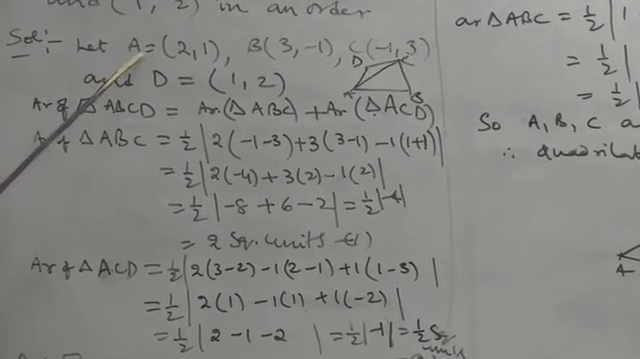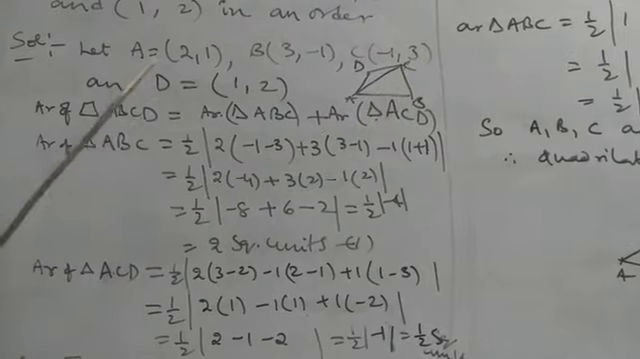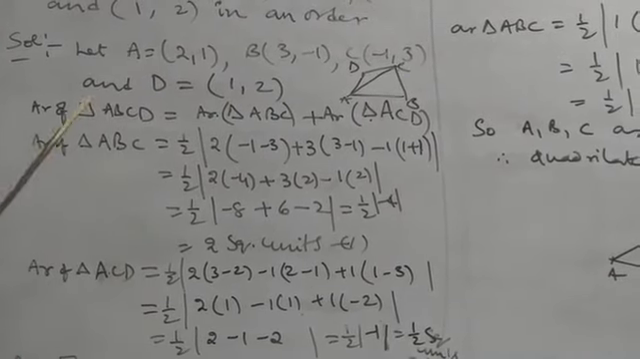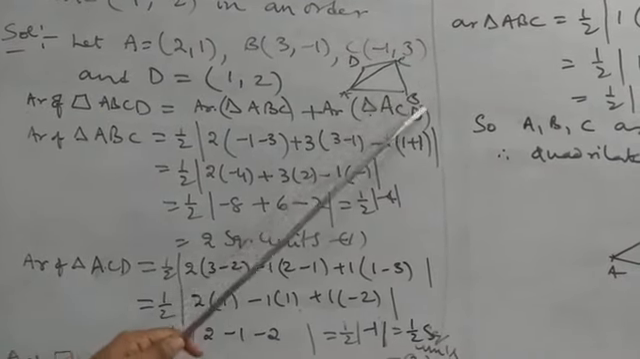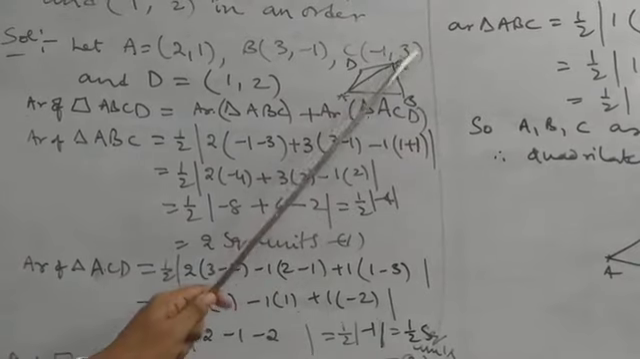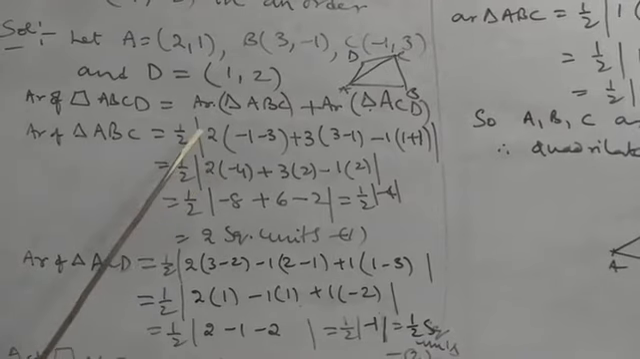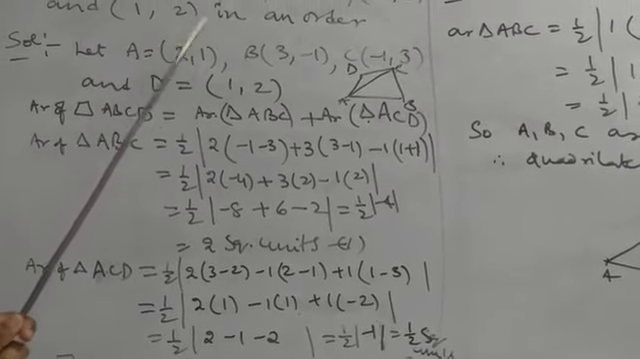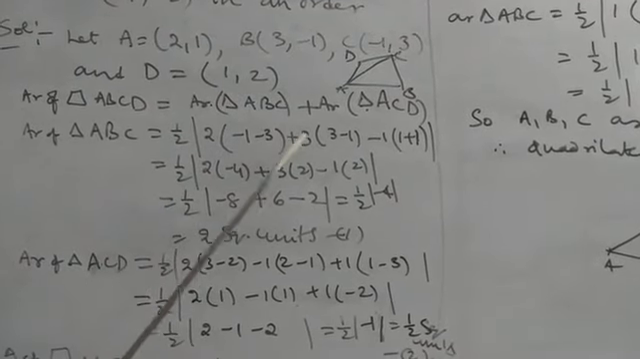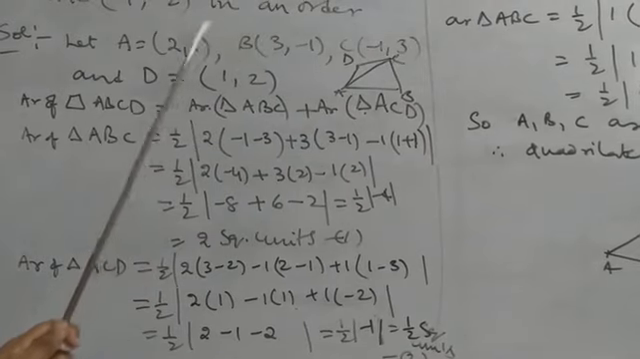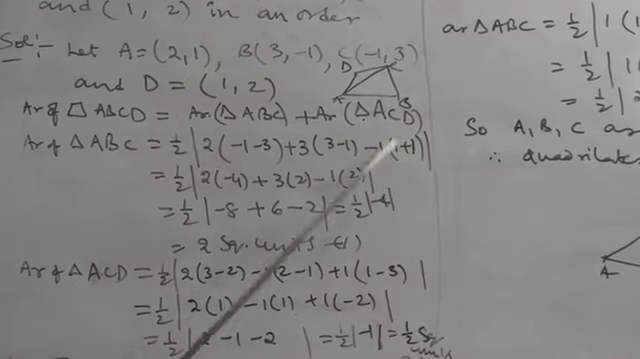So consider A equal to (2, 1), B equal to (3, -1), C equal to (-1, 3) and D equal to (1, 2). So the area of quadrilateral ABCD is nothing but the area of triangle ABC plus the area of triangle ACD. So the area of triangle ABC is nothing but half of, here we have chosen the points A, B and C, 2 of (-1 - 3) + 3 of (3 - 1) - 1 of (1 - (-1)), that is nothing but 1 plus 1.